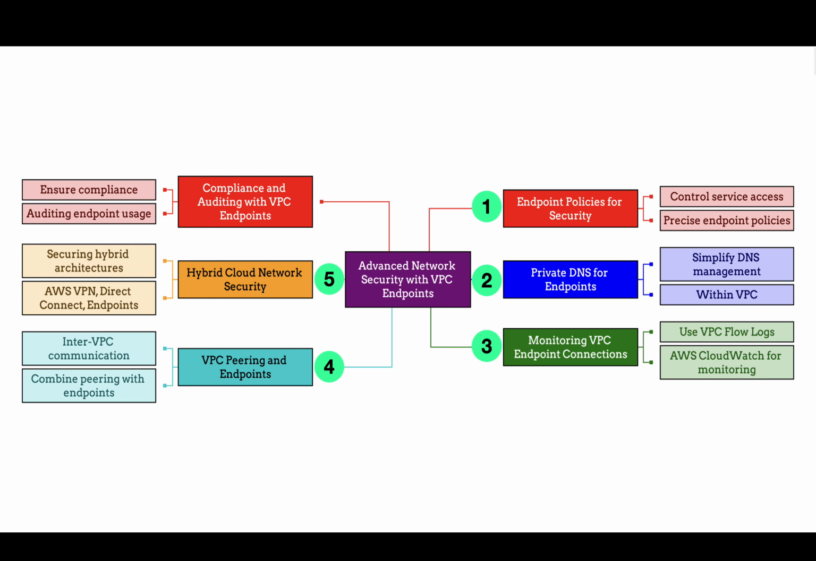5. Hybrid cloud network security. Considerations for securing hybrid cloud architectures using AWS VPN, AWS Direct Connect, and VPC endpoints. 6. Compliance and auditing with VPC endpoints. Ensure compliance with organizational and regulatory standards by auditing VPC endpoint usage and configurations.